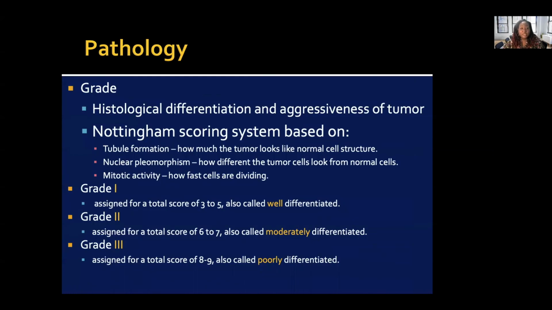Pathological grade looks at the histological differentiation and aggressiveness of a tumor. Grade 1 is something that is given a score of about 3 to 5 on the Nottingham scale, and this is something we call well differentiated. A grade 2 has a score of 6 to 7 and is moderately differentiated, and a grade 3 is a score of 8 to 9, and that is poorly differentiated. So you might see well differentiated, moderately, poorly differentiated in a report, or you might see grade 1, 2, or 3. So it's important to understand the relationship between the two.